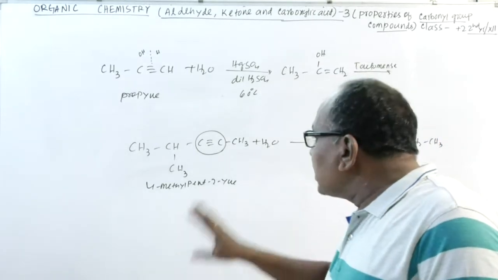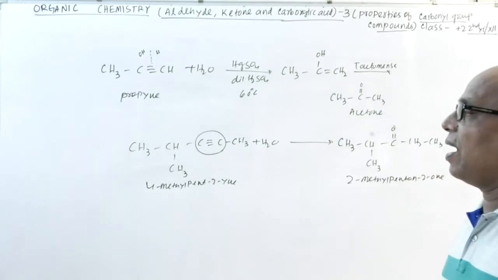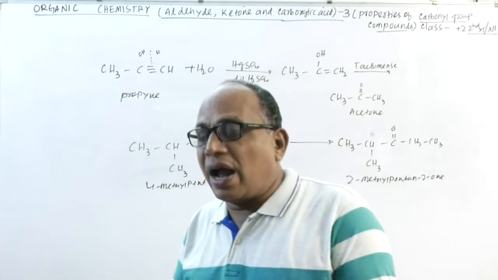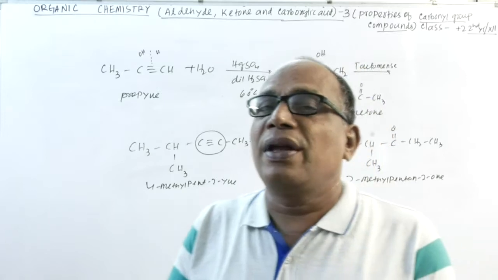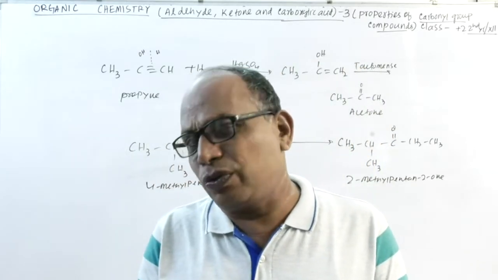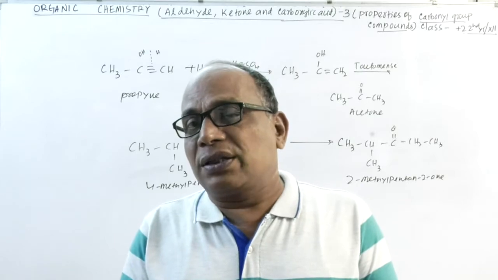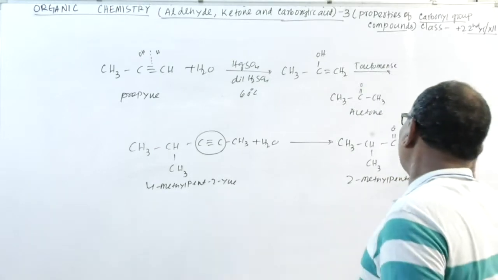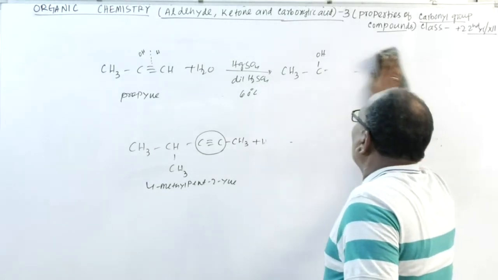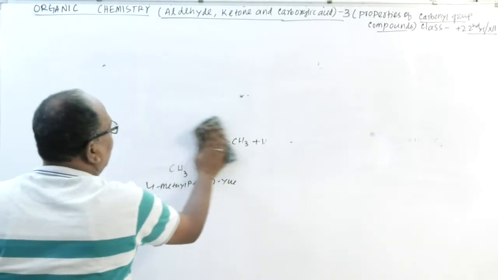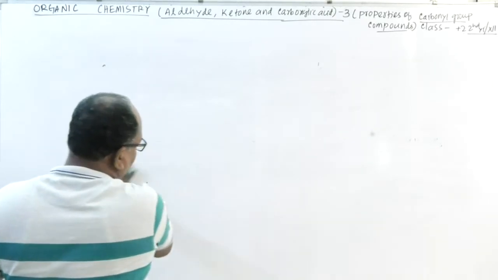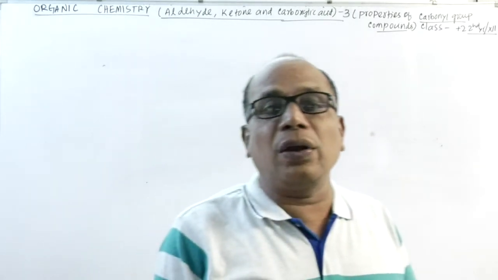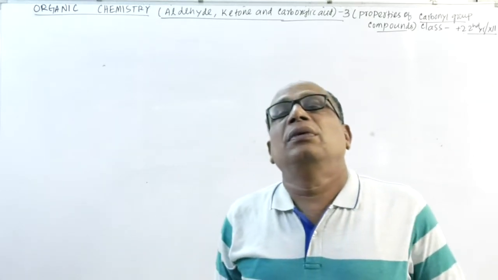Okay, students, this is the method of preparation of aldehyde and ketone from alkyne. That is alkyne and hydrolysis in presence of a heavy metal ion like Cu2+ or Hg2+, that hydrolyzes to give the corresponding aldehyde or ketone. Only acetylene gives you aldehyde. Other R gives you ketones.